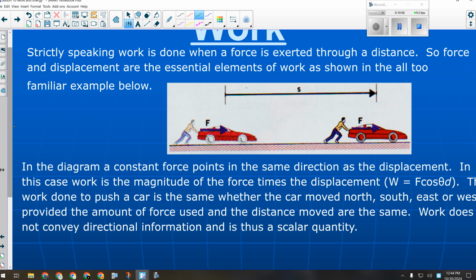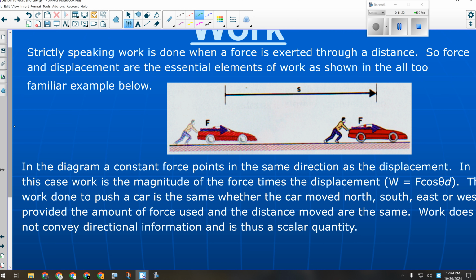It is. The positive or negative doesn't convey direction. It conveys gain or loss. From my perspective, if I do work on the desk, that's negative work. I lose that energy. I transfer it to the desk. If the desk hits me and makes me move, that's positive work. Now the work was done on me and I gained the energy. Everyone kind of follow the difference there?